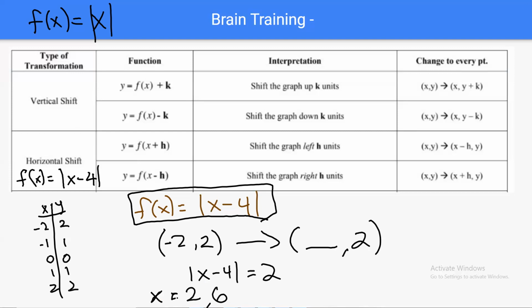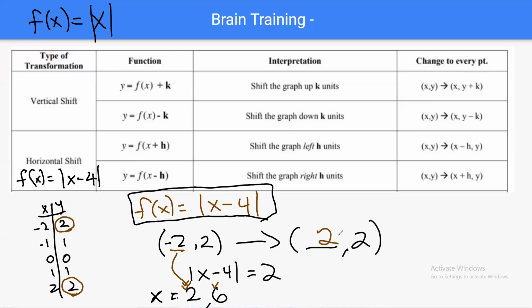Notice we have two values of x when it equals 2, because y equals 2 here and here. Does that make sense? We have two y coordinates valued 2, so that's why we have two x coordinates, 2 and 6. I'm going to just tell you this one: the negative 2 led me to 2. So this point is 2, comma 2.